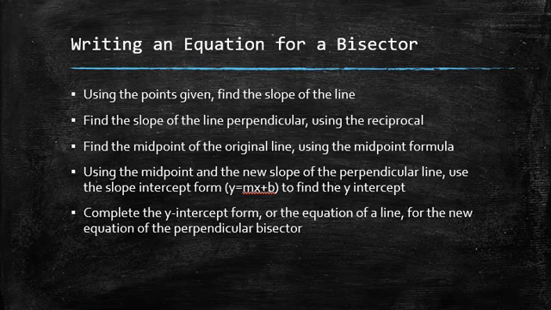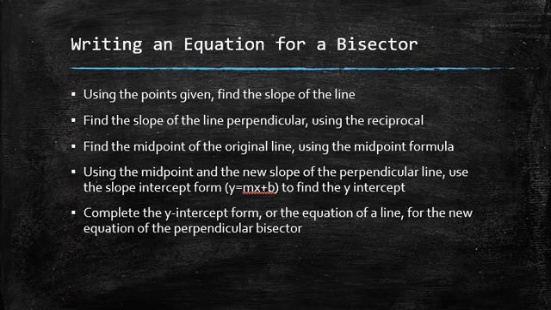Then, find the slope of the line perpendicular to that segment using its negative reciprocal, so the product of the two slopes equals -1. For example, if your slope is 2, then your slope perpendicular to that line is -1/2. 2 times -1/2 is equal to -1.